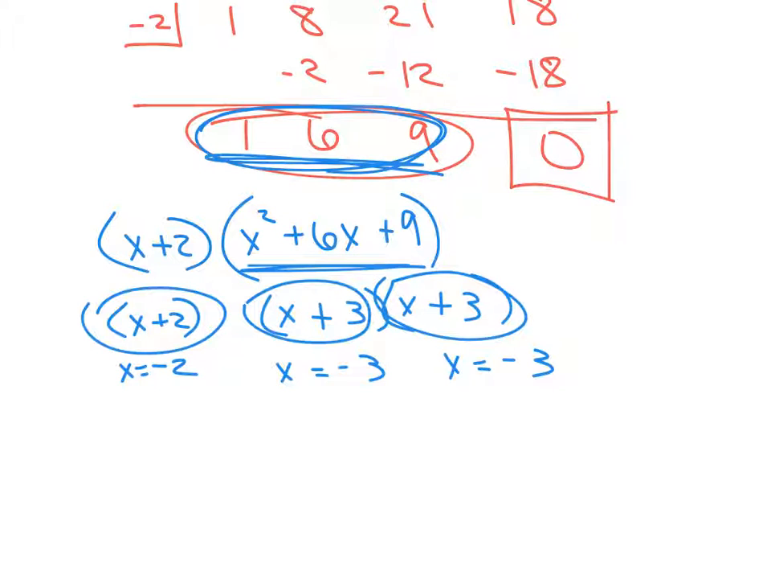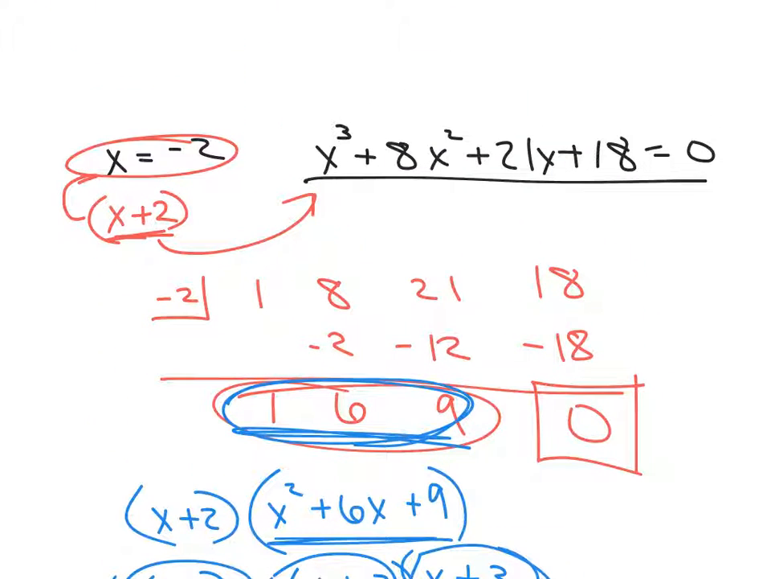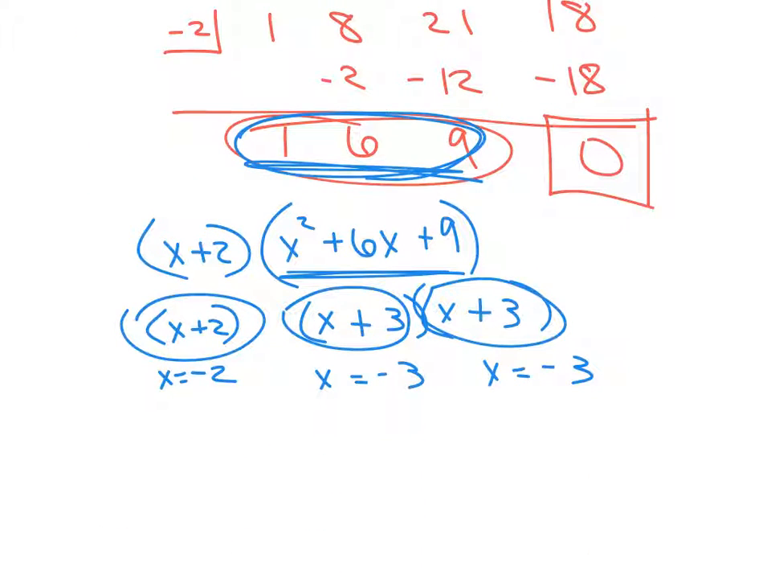So what do I have? I have the 3 numbers that work for this problem right here. Those are my 3 solutions: -2, -3, and -3. Okay, since -3 occurs twice, it has a multiplicity of 2. Remember, we talked about that earlier. It's got a multiplicity of 2. So actually, I only have to write my answer as x equals -2 and x equals -3. Which means the graph crosses at -2 and -3.